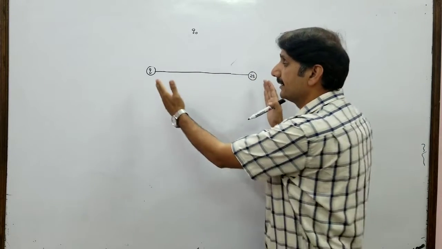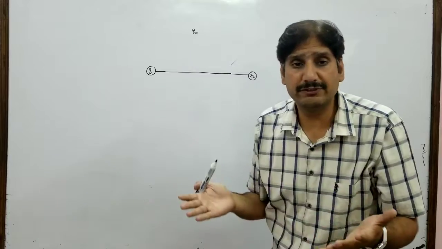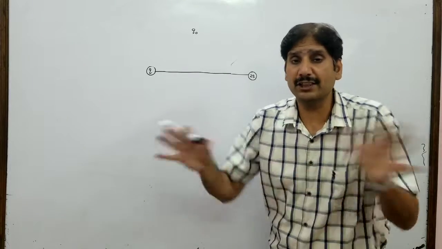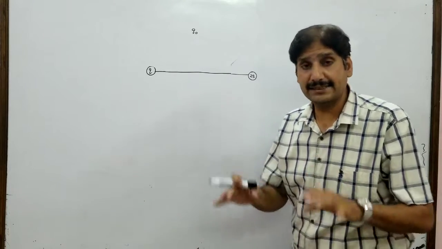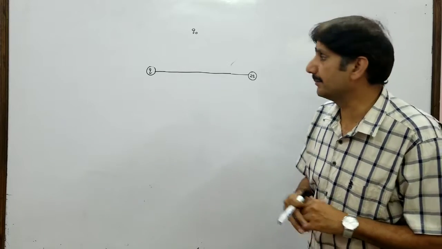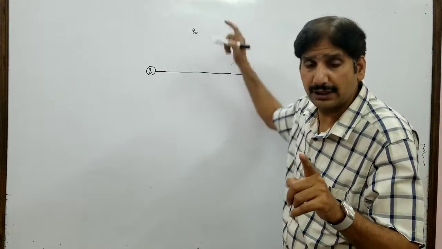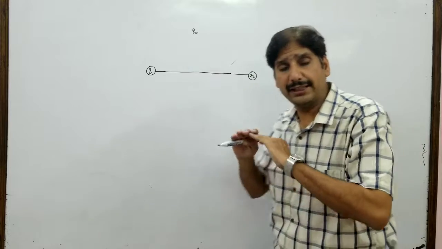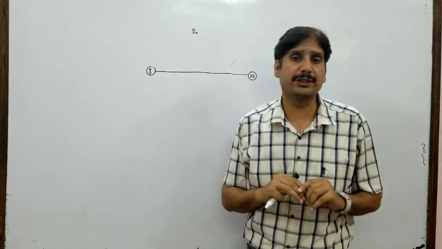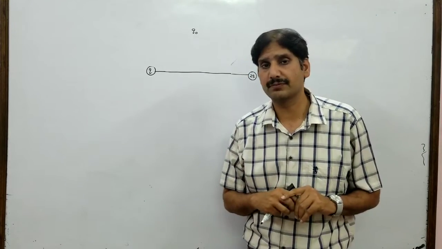In that case, Q1 and Q2 are given to be fixed. But what if none of the charges are fixed and still the system is in equilibrium? That means the net force not only on Q0 but on Q1 and Q2, the force on each one of them individually, is equal to 0.